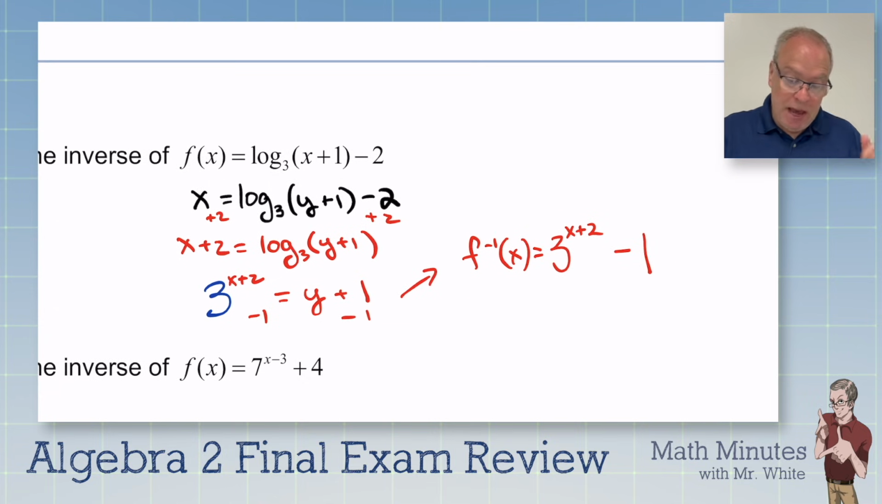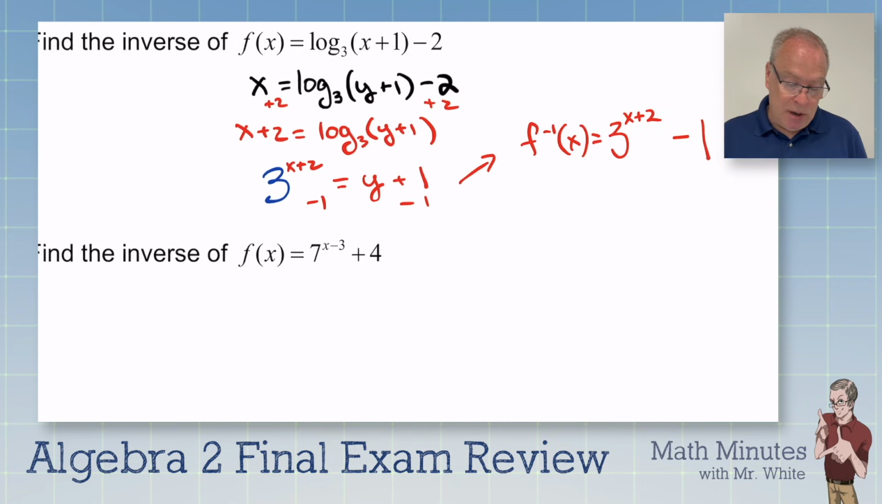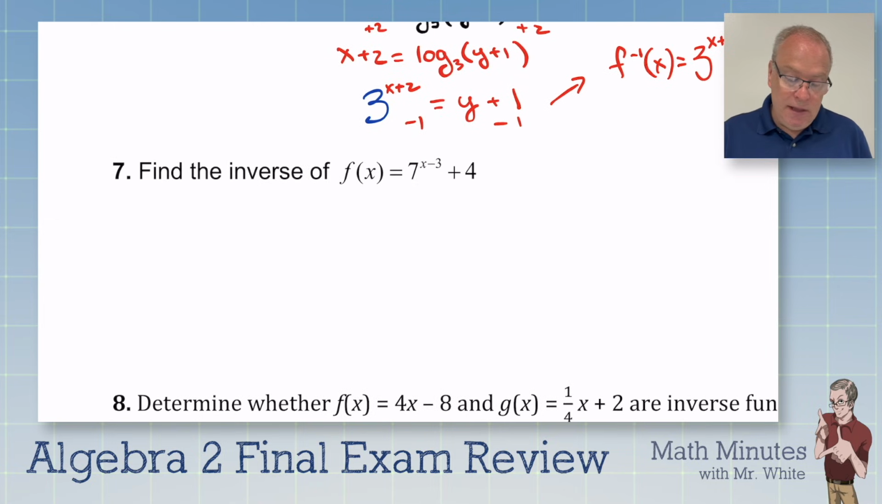All right, so we used exponential form. That's what this is called. We converted log form into exponential form. And we'll have some more problems like that in a moment. All right, find the inverse of this. x equals 7 to the y minus 3 plus 4 power.